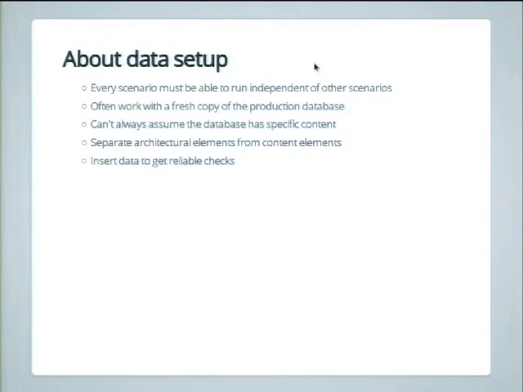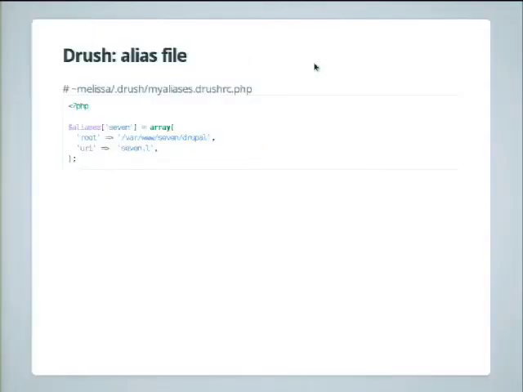About your data setup, every scenario should be able to run independent of other scenarios. That's why you want to set it up. You'll often grab a fresh copy of the production database before you do a test run. So it's not an empty database, it's your configuration setup so that you can test that. You can't always assume that there's specific content in the database, so you inject it yourself to be sure functionality is working. You want to separate your architectural elements from your content elements. So if the content is supposed to change, don't write tests based on it because they're going to break next time you pull prod over. It's pretty straightforward, but it can be edgy and challenging. So you insert the data to get reliable checks.